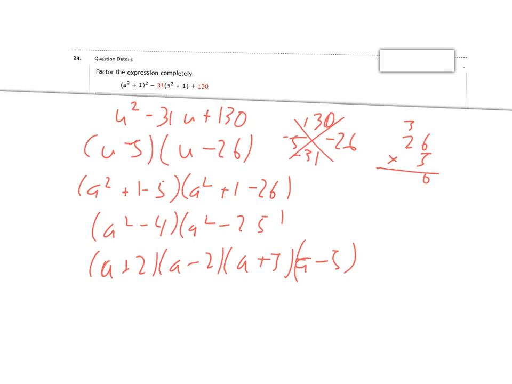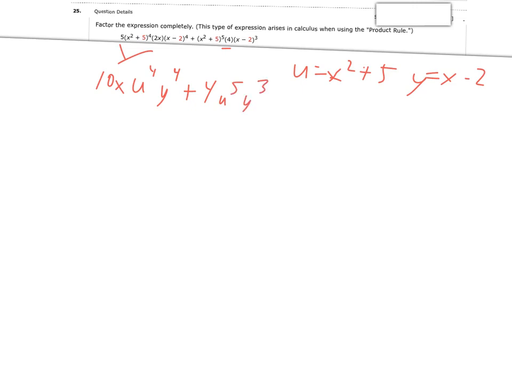We're not solving here because it's not equal to 0. All right, next up here, we'll use our u sub. We'll let u equal x squared plus 5. And then we'll use another one, y equals x minus 2. I'm going to multiply these two together, so I get 10x, and then u to the 4th, y to the 4th as well. Plus, I'm going to move this 4 out front, and then we get u to the 5th, y to the 3rd. So I'm going to factor out here a 2. I can take out u to the 4th. I can take out y to the 3rd. And then I get 5x, and then y plus 2u.